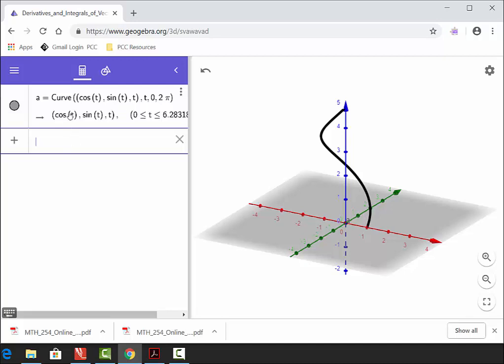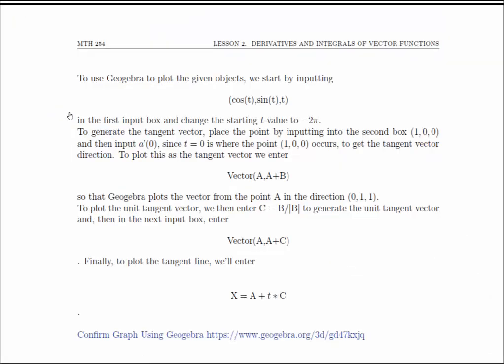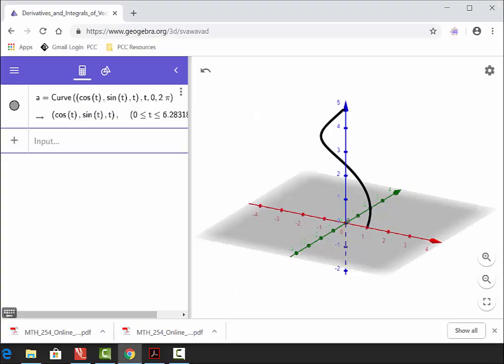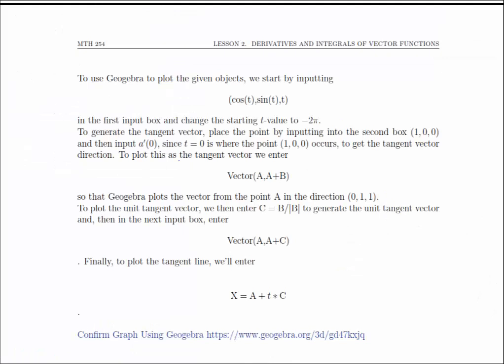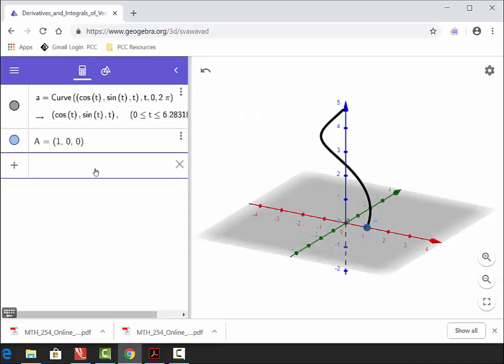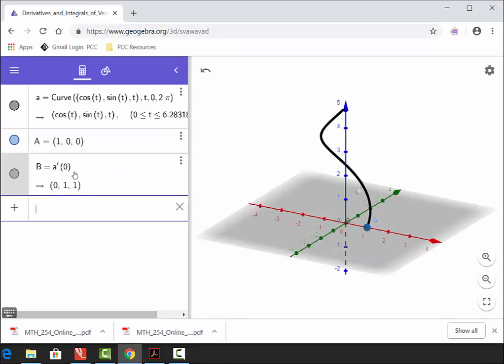So the next thing the instructions tell us to do is to put the point in, the point 1, 0, 0. So I have in this input box 1, 0, 0. It's going to automatically name it capital A. It likes capital letters for our points. Then the instructions say input a prime of 0 since t is 0 where the point 1, 0, 0 occurs. Okay, so a prime of 0, and that gives us the direction, and it's written it as a point. We'll edit this in just a second.